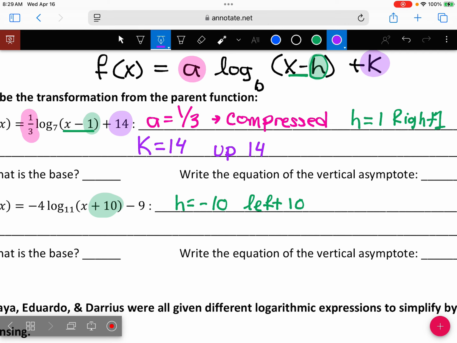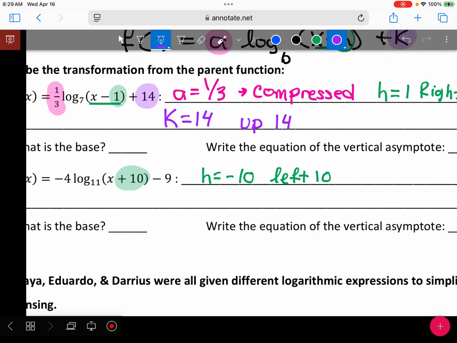The 7, the B, is not a transformation. That is our starting place. So don't tell me that 7 does something. It's what we start from. That gives us our parent. The B is not a transformation. The B is our starting place. So those are our transformations. A, H, and K are our transformations. That B does not do a transformation.